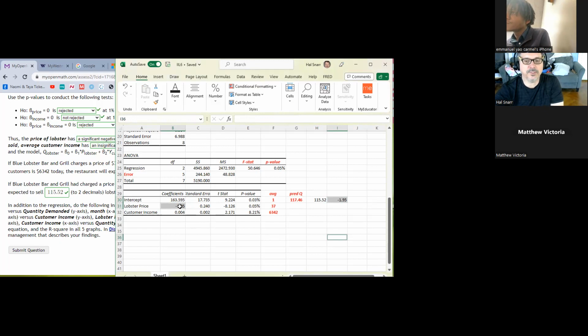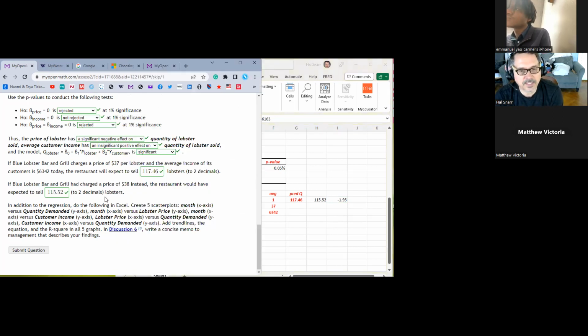So that is not a coincidence. This is assuming the price is 38. This is assuming the price is 37. And so if I increase the price by $1, what happens to my expected quantity? It falls by 1.95. That's the amount of the lobster price slope. All right, that's question 1. We'll take a break.